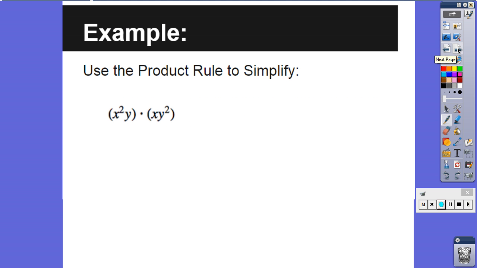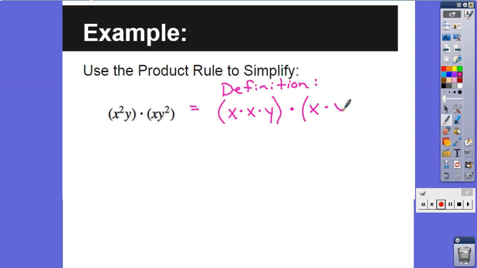So we're going to use the product rule here to simplify, and I've got x squared y times x y squared. So I'll show you both ways. I'll show you first of all with the definition, the way that we have been doing this. And if you would prefer to use this way, by all means do so. The product rule is just a way for us to do things just a little bit faster because we've noticed a pattern. So x squared y would look like this. That's my first parenthesis, times x times y squared.